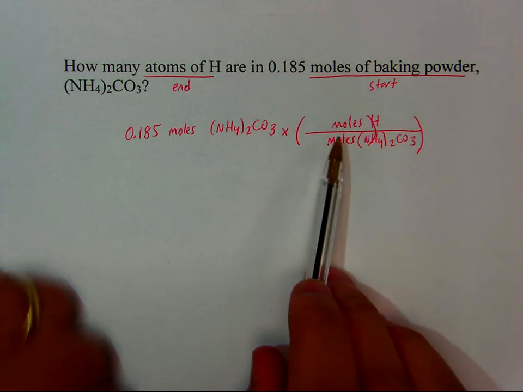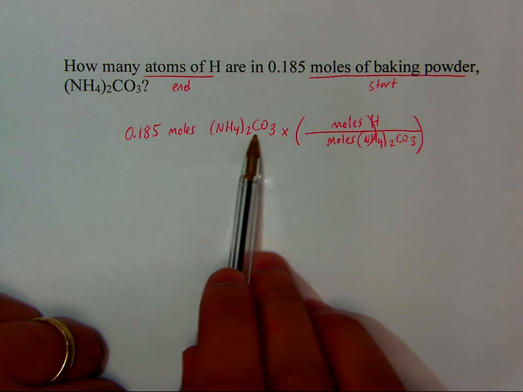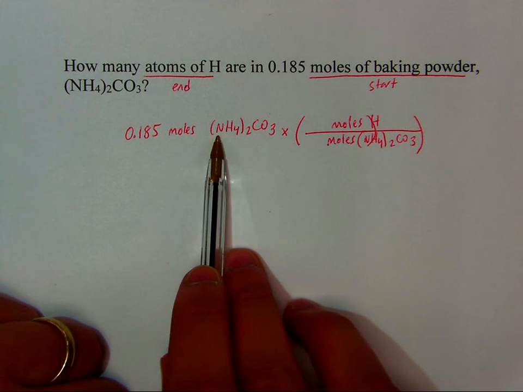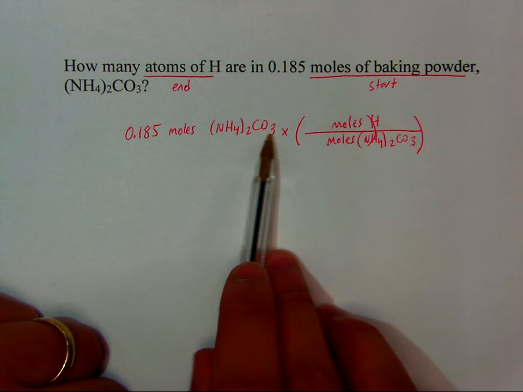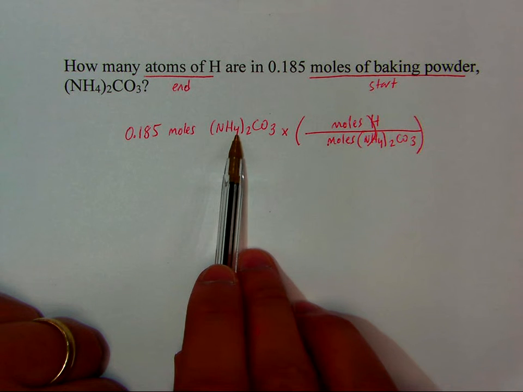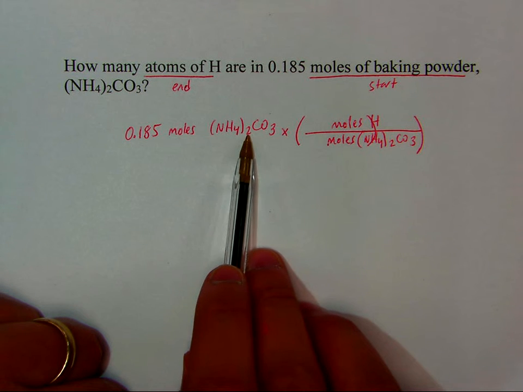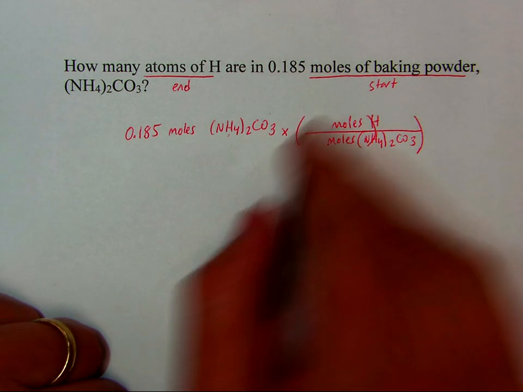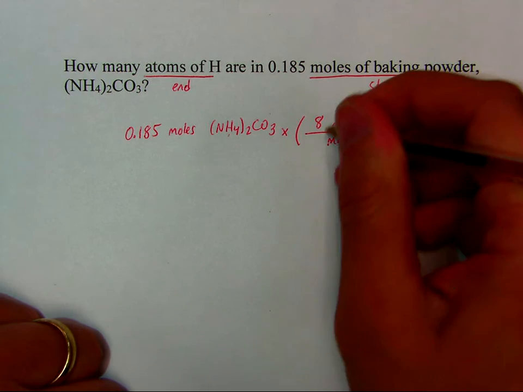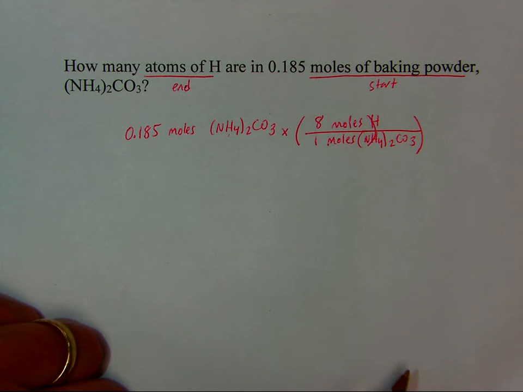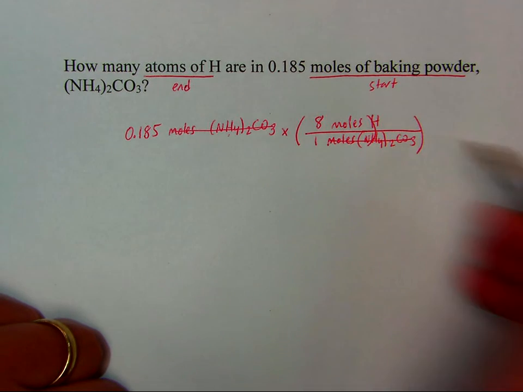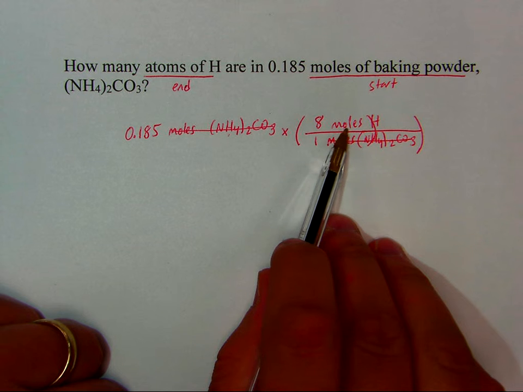To do that, what I'm going to need to look at is the actual formula of ammonium carbonate. How many hydrogens are in one of these moles? I can see that hydrogen has a subscript of 4. That's being multiplied by 2 for a total of 8. So there's 8 hydrogens inside of one of these. In other words, 8 moles hydrogen for every 1 mole of ammonium carbonate. This cancels units of moles of ammonium carbonate and leaves me in units of moles of hydrogen.